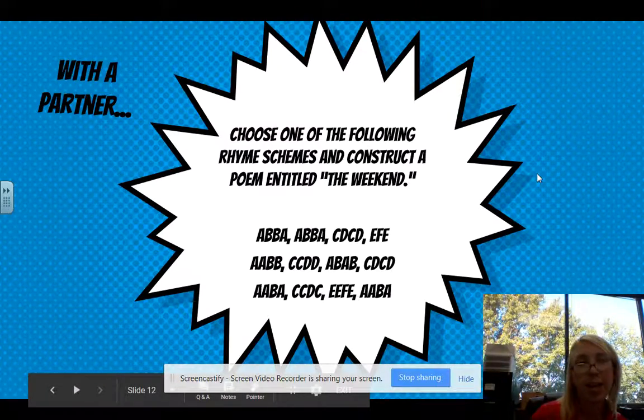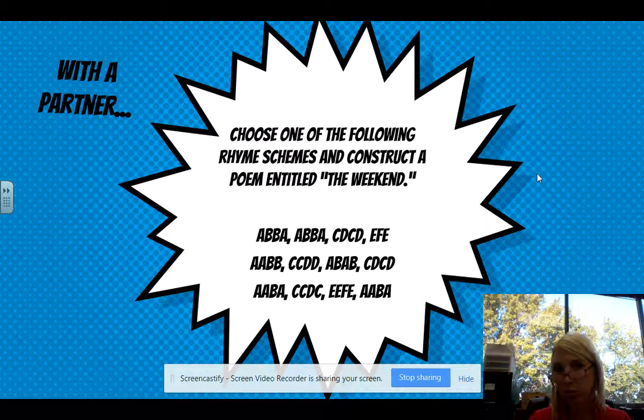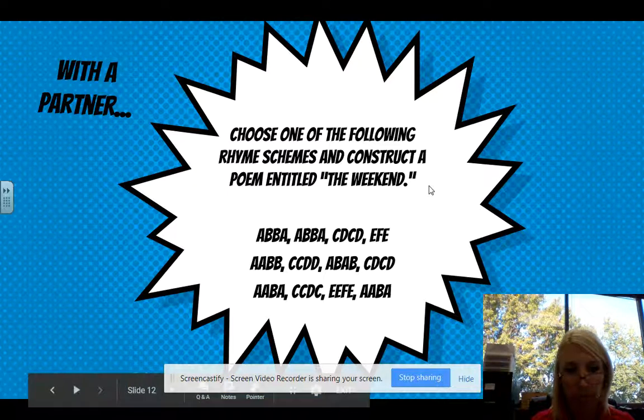All right, next assignment. You can do this with a partner, or if you prefer to do it on your own, that's totally cool as well. I'd like you to write a poem entitled The Weekend, which just happened, right? School appropriate, and using one of these rhyming patterns. So ABBA, ABBA, CDE, EFE. Or AABB, CCDD, ABA, BCD. Each one of these is 8 lines except for this last one, which usually uses a shorter line. Pick any one of these patterns, 1, 2, or 3. Don't do all of them. Title it The Weekend and turn that in at the end.